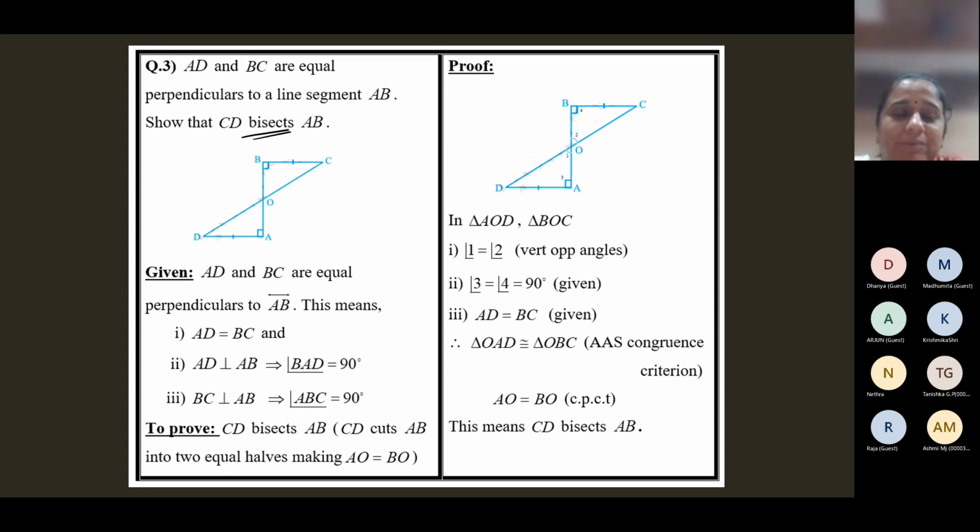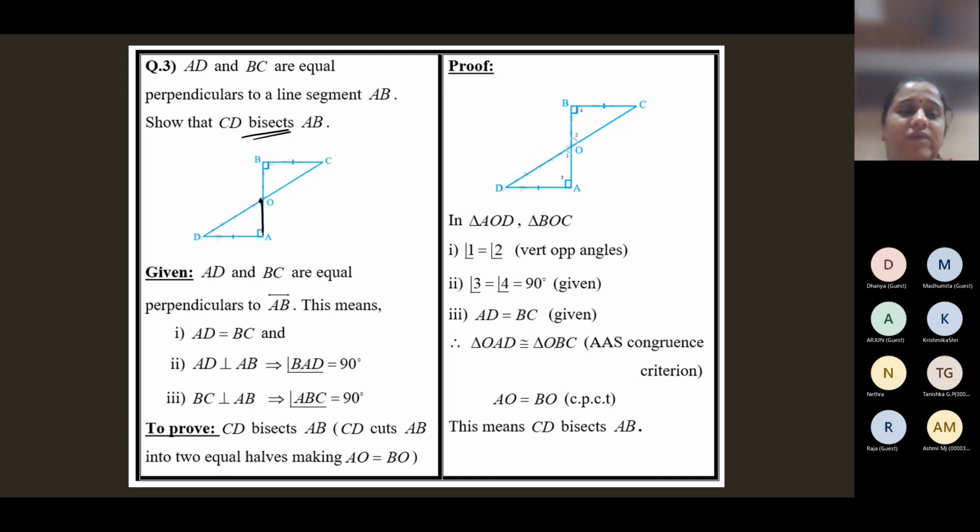CD bisects AB means CD cuts AB into two equal pieces. Ma'am, we should prove that AO is equal to BO. CD bisects AB. That means CD cuts AB into two equal pieces. So you have to show that OA is equal to OB.